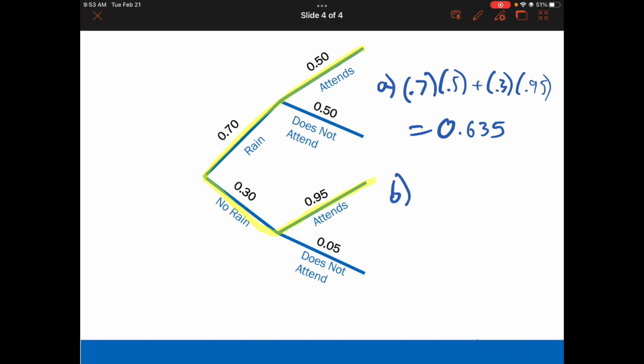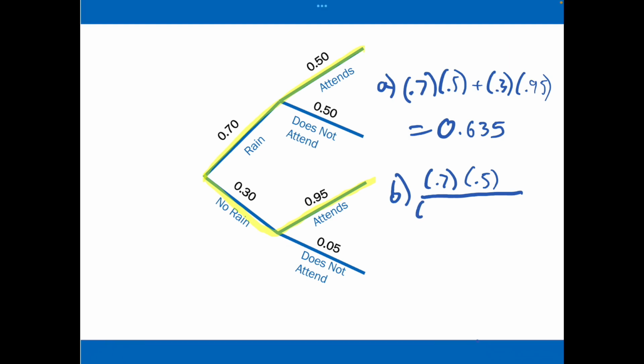Now to do part B, we're looking for the probability that it rained if the student has attended class. So what we need is on top of the fraction, the probability that it rained and the student attended class, which is 0.7 times 0.5. And on the bottom, we need all of the probabilities that the student attended class, which is 0.7 and 0.5 plus 0.3 and 0.95.